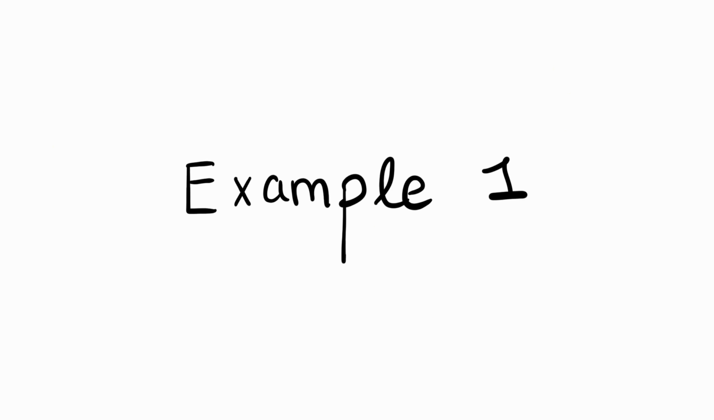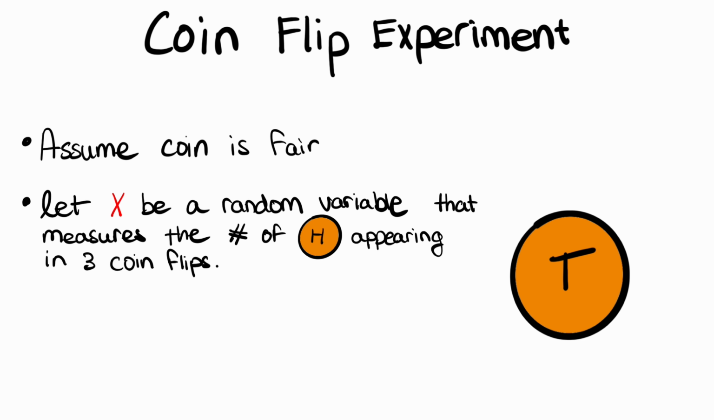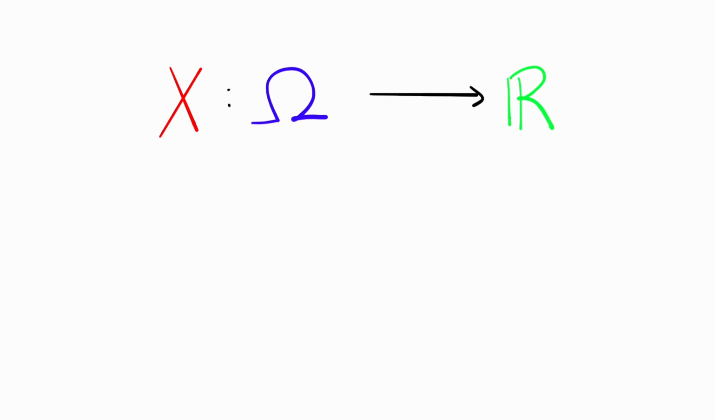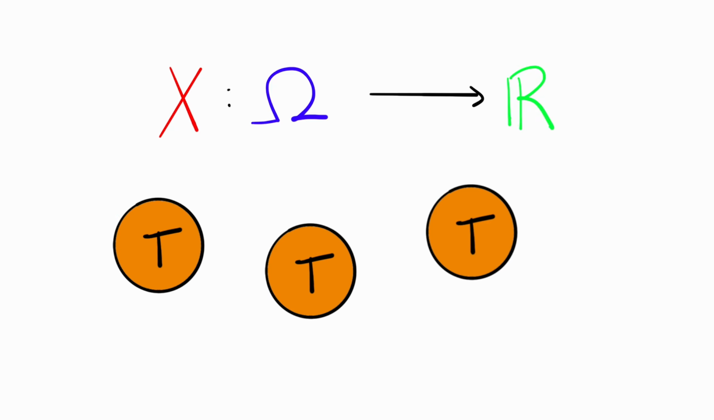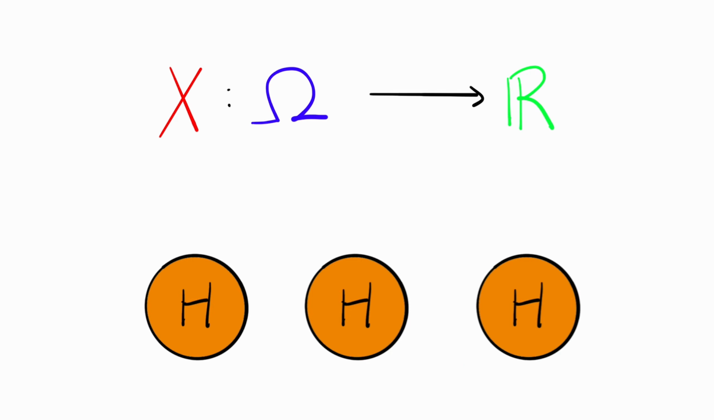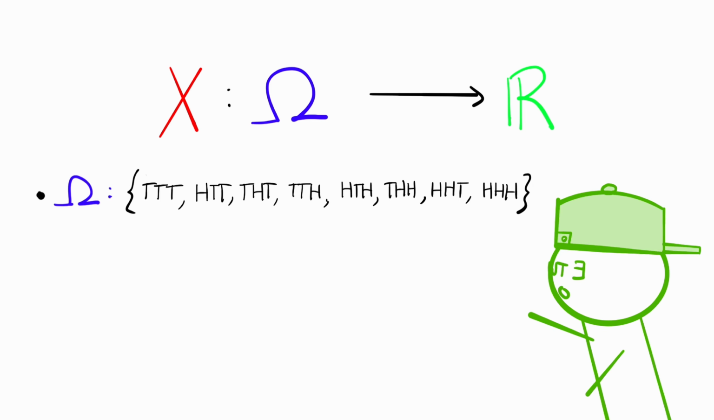Let's do 3 examples to understand this a bit better. Okay, for the first example, let's say I am doing a coin flip experiment. Let's assume that the coin is fair and does not do some wonky nonsense. We say, let X be a random variable that measures the number of heads appearing in 3 coin flips. Okay, so what does this even mean? Our input is the sample space. What random outcomes can we get? In 3 coin flips, we can get tails, tails, tails, or we can get 1 head and then 2 tails. We can even perhaps get 3 heads in a row. You get the idea. When flipping a coin 3 times, it's possible to get one of these 8 random options.